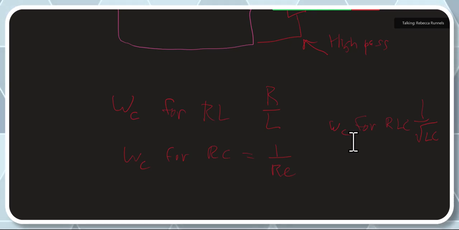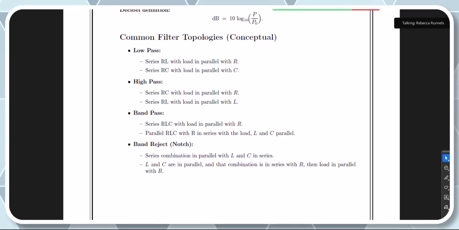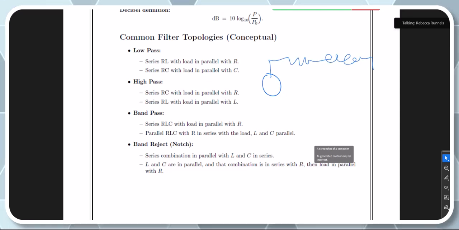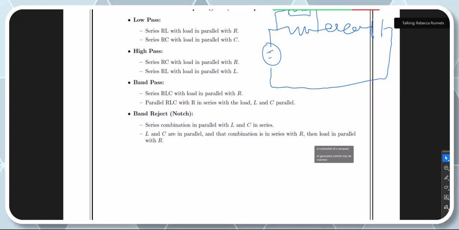Now an RLC circuit is going to be a band pass, and you would have a band pass if they're in series. So I have a resistor, an inductor, and a capacitor all in series. It's going to be band pass if my load is in parallel with the resistor.